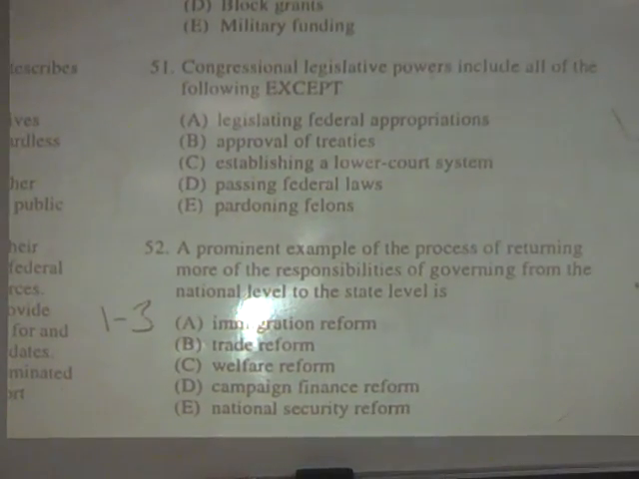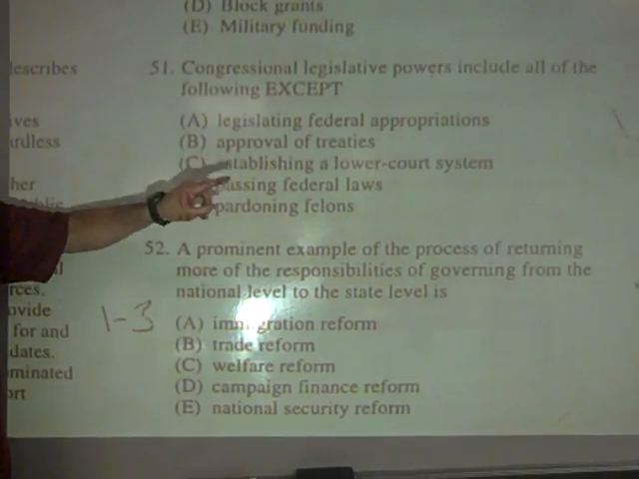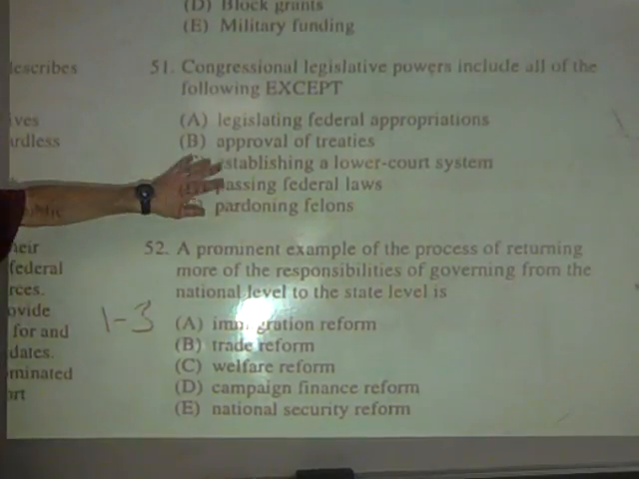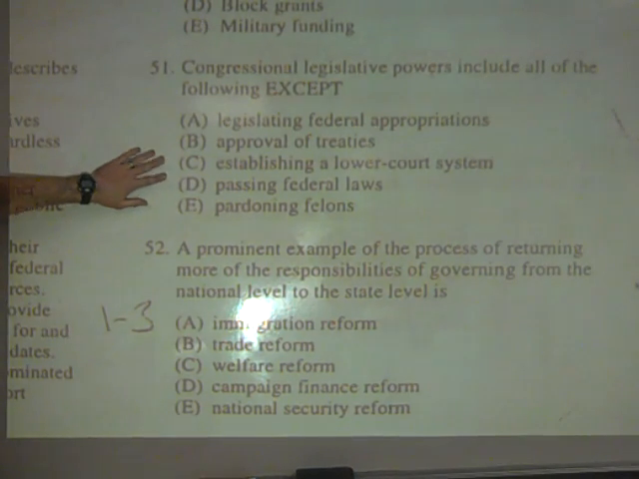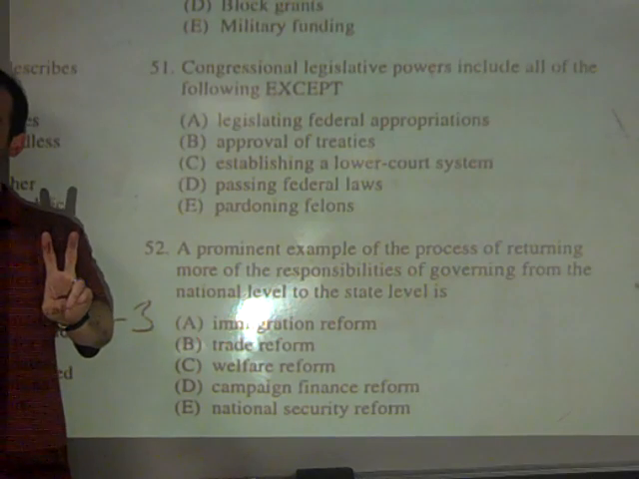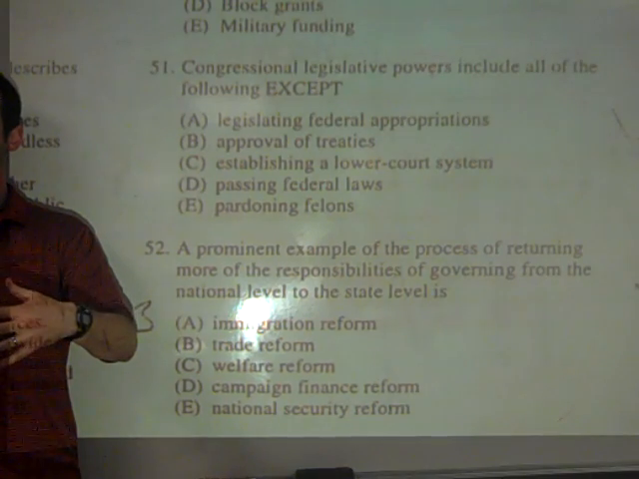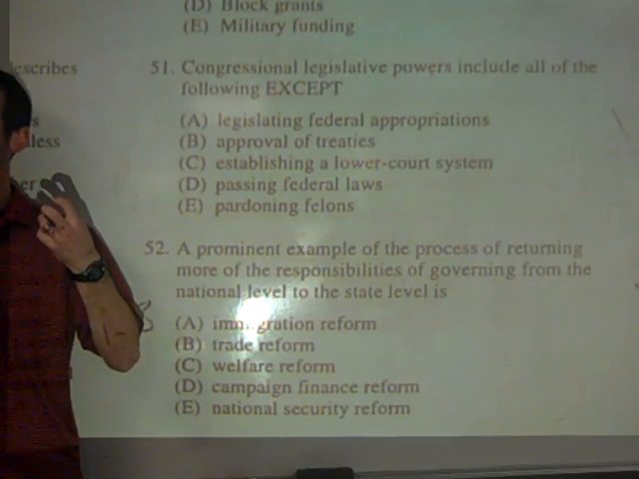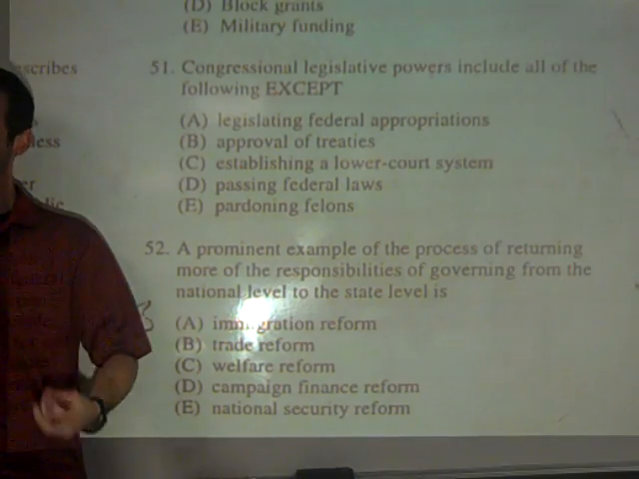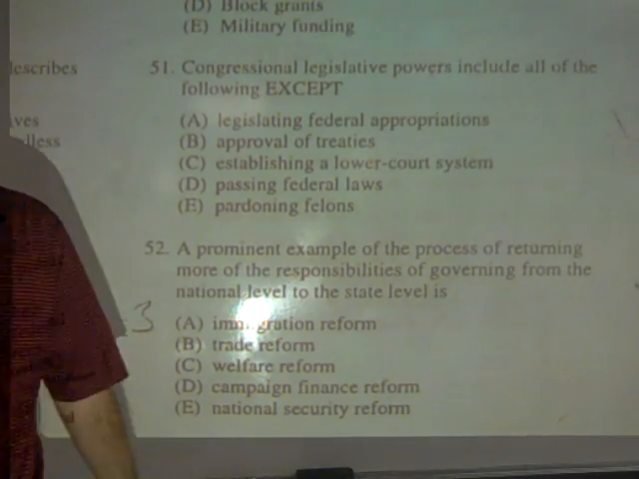Congressional legislative powers include all the following except legislating federal appropriation. That means spending money. Of course, that's up to Congress. Approving treaties is up to the Senate, two-thirds vote, so that's fine. Establishing a lower court system, is that up to Congress? Yeah. Remember, the Constitution says there will be a Supreme Court. Here are the four pieces of its original jurisdiction. All the other details, number of Supreme Court justices, appellate jurisdiction of the Supreme Court, the existence of the lower courts, their structure, their jurisdiction, is all up to Congress. Passing federal laws, obviously. Pardoning felons, that's up to the president.